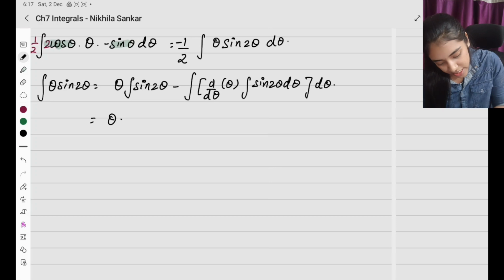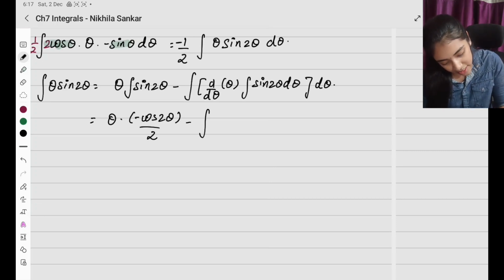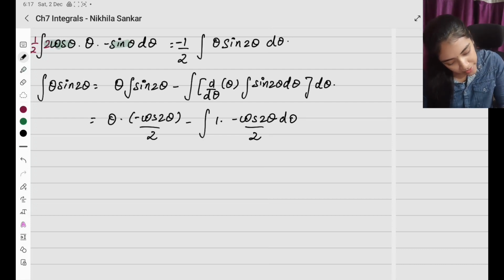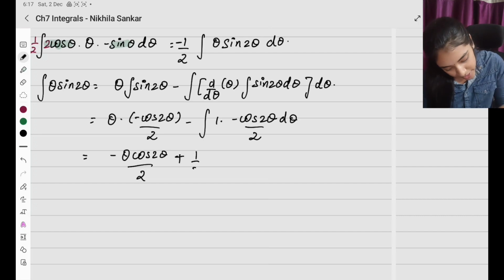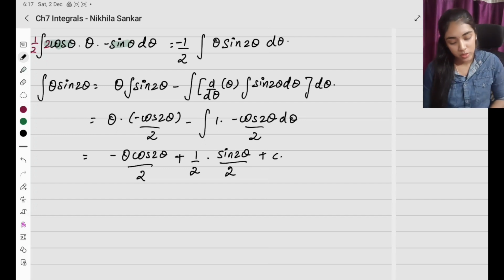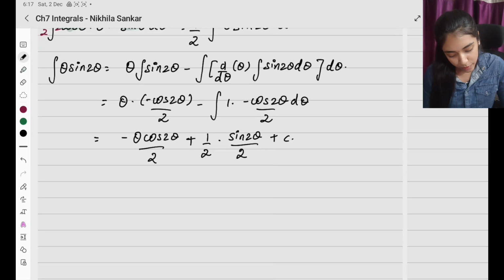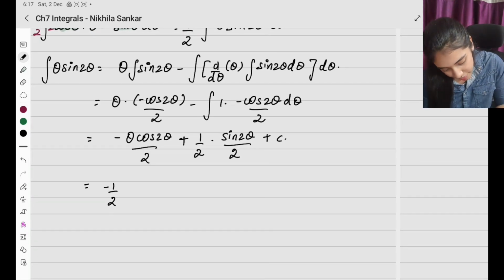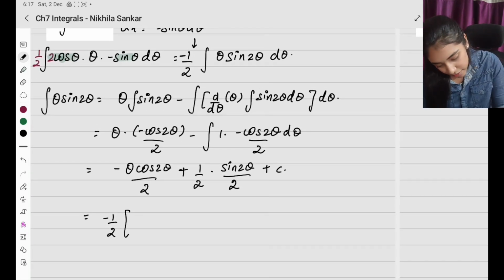So theta times minus cos 2 theta divided by 2, minus integral of 1 into minus cos 2 theta divided by 2 times d theta. This is minus theta cos 2 theta by 2, minus minus plus, half integral of cos 2 theta, which is sin 2 theta divided by 2, plus c. Okay, but remember you have a minus half here. So my integral basically looks like minus half times, I'm bringing this minus half here.